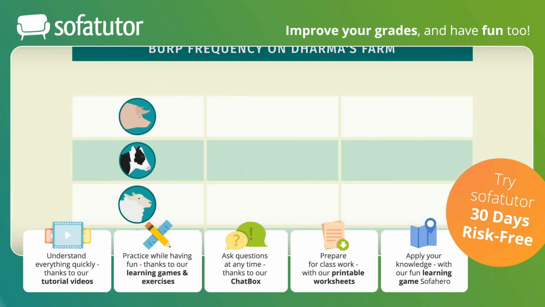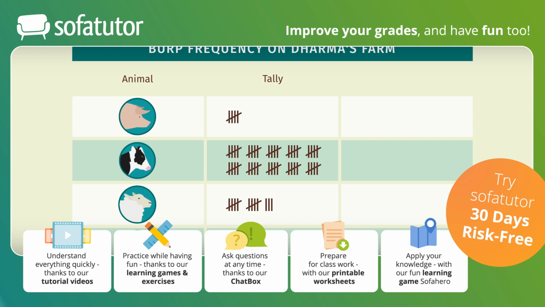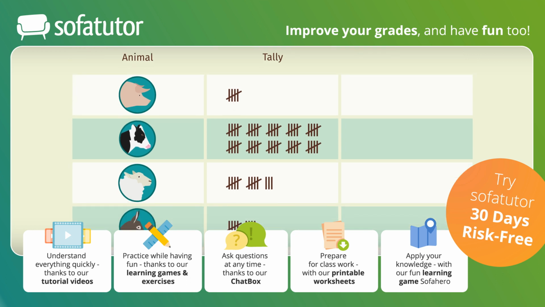In the first column, she lists the animals, and in the second column, she writes a tally mark for each burp. Since Dharma also burped twice just while making the table, she decides to include herself. Oops.